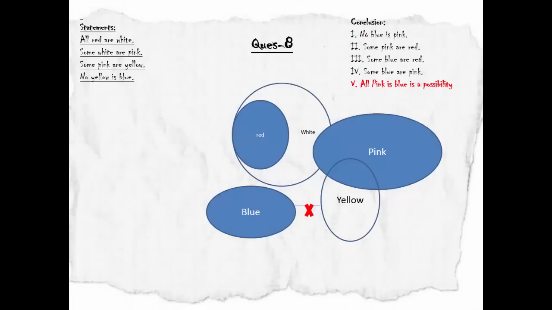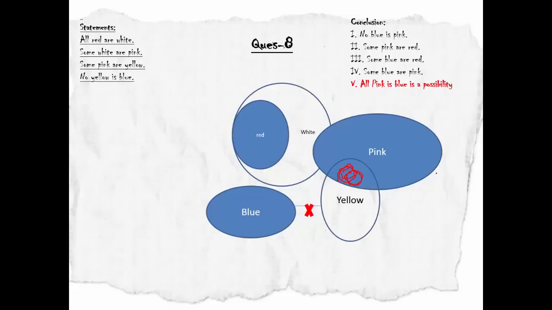What if we add another statement here: all pink are blue is a possibility. All portion of the pink are blue. So all pink come inside this. Now we don't see a restriction statement here, so this statement doesn't exist, so we can actually put pink inside blue. But wait, we can't put this particular portion of the pink inside blue.